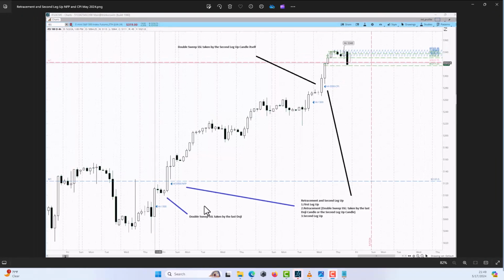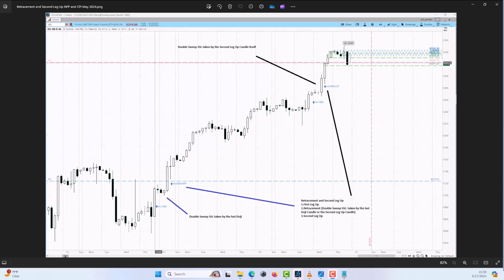Yes, so far we see this scenario: expansion, retracement, expansion, retracement, and expansion, second leg up right there. So please, retracement and second leg up. We need to find when the other case may happen right there.